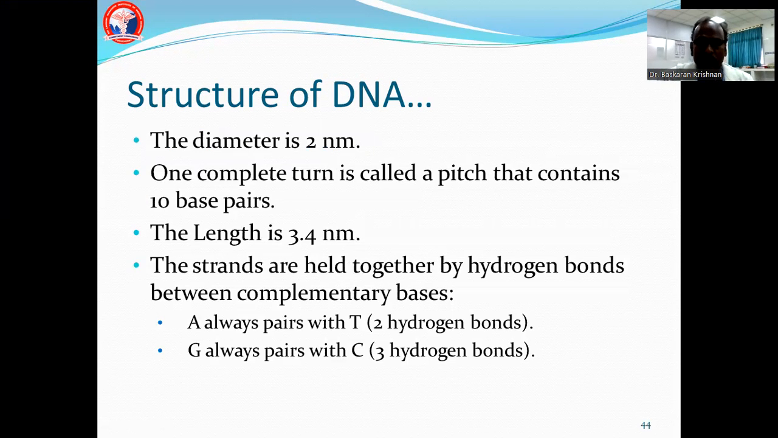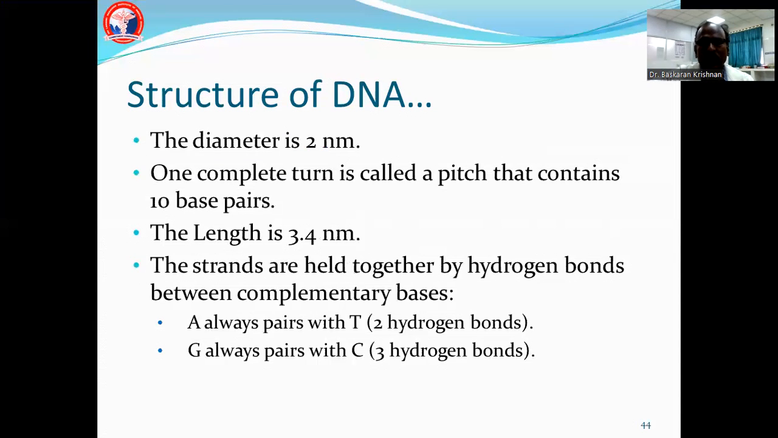The diameter is 2 nanometers. One complete turn is called a pitch that contains 10 base pairs. The length is 3.4 nanometers. That means each base pair is kept at a distance of 0.34 nanometers.